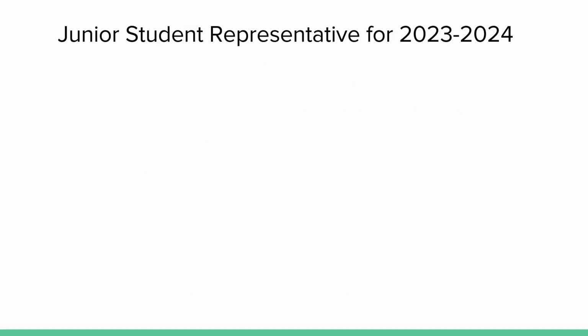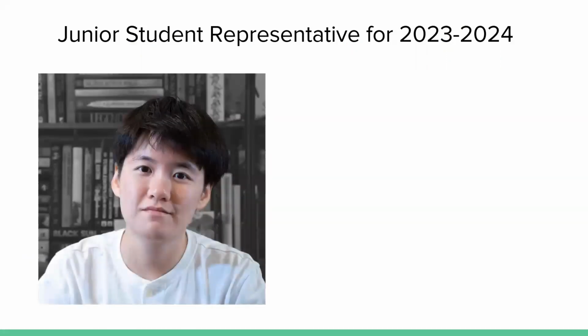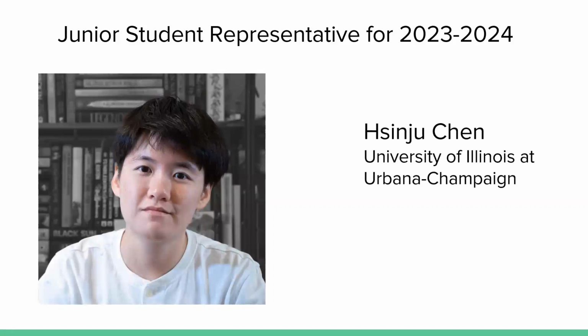So our junior student representative for 2023 and 2024 is Shinju Chen. Shinju Chen is at the University of Illinois at Urbana-Champaign and will be for the next 2 years. And I want to thank our other candidates as well, Hector Salinas and Dominique Stumbaugh. Thank you for running. It's always good to have very good candidates, and it's good when it's a hard race. So thank you so much, everybody. And that's all. Shinju, let's go.